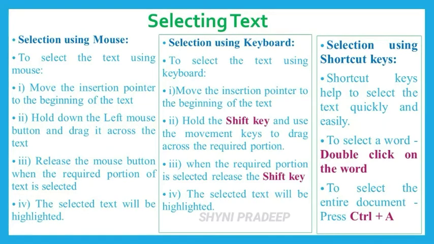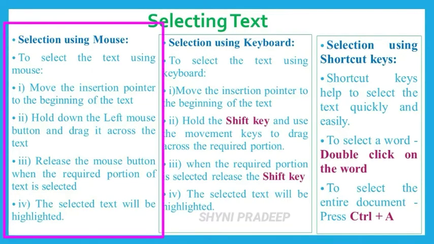To select the text using mouse, first you have to move the insertion pointer to the beginning of the text and hold down the left mouse button and drag it across the text. After that, release the mouse button when the required portion of text is selected. The selected text will be highlighted.